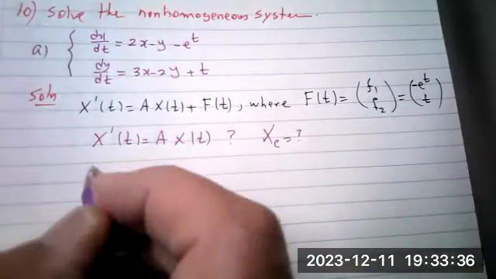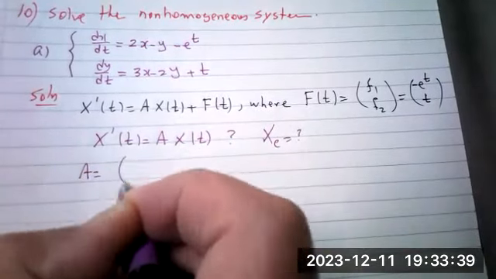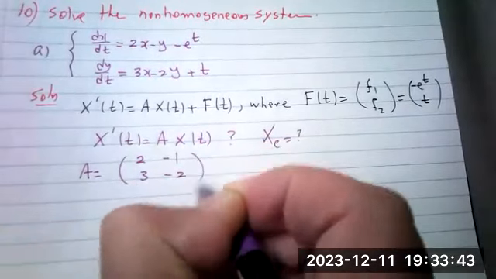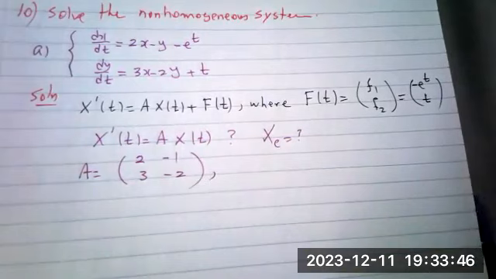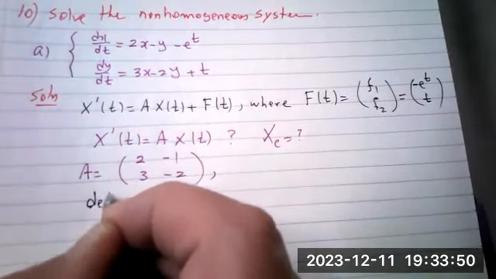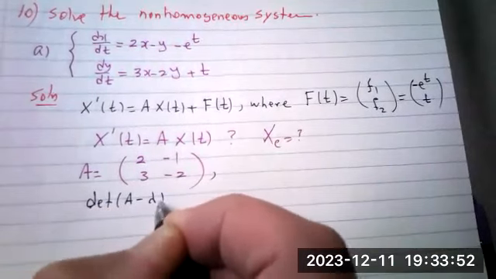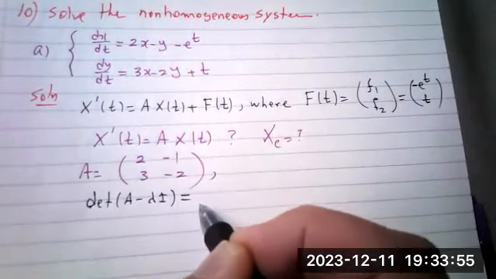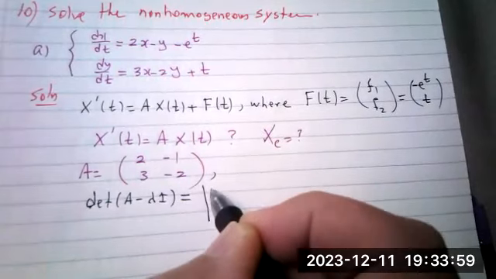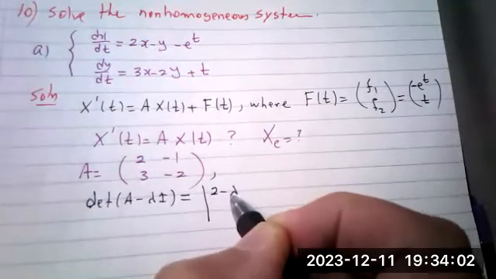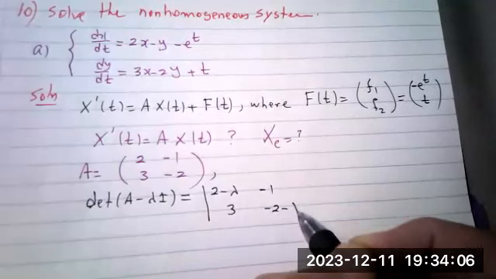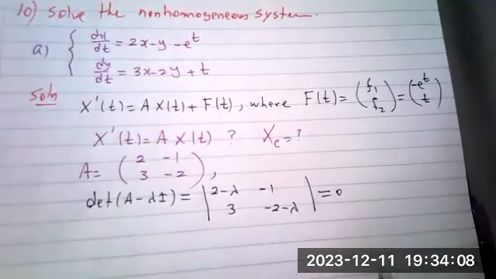So as usual, you have to go with the matrix. This is the matrix 2, -1, 3, -2. That's the matrix. We'll go for the eigenvalues. So the determinant of A minus lambda I is going to be the determinant of 2 minus lambda, -1, 3, -2 minus lambda, equal to 0.